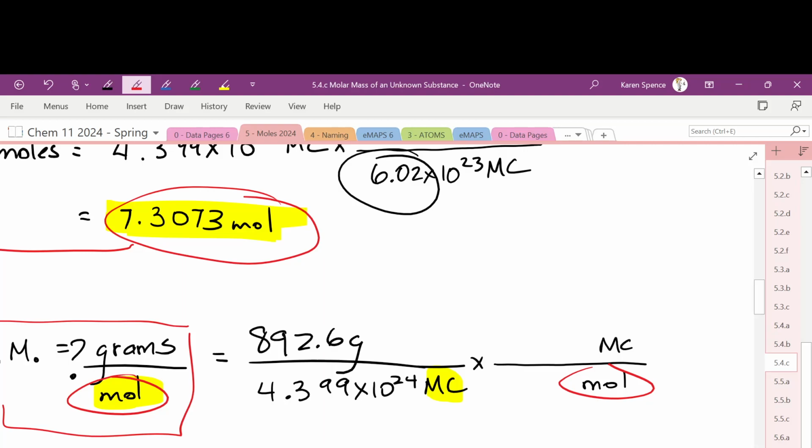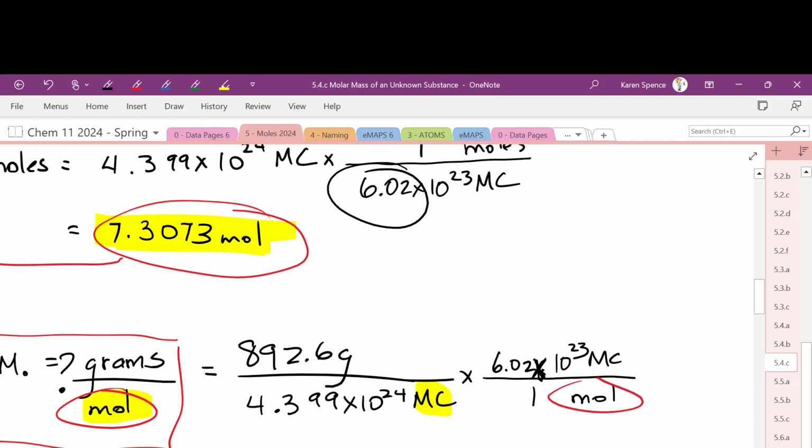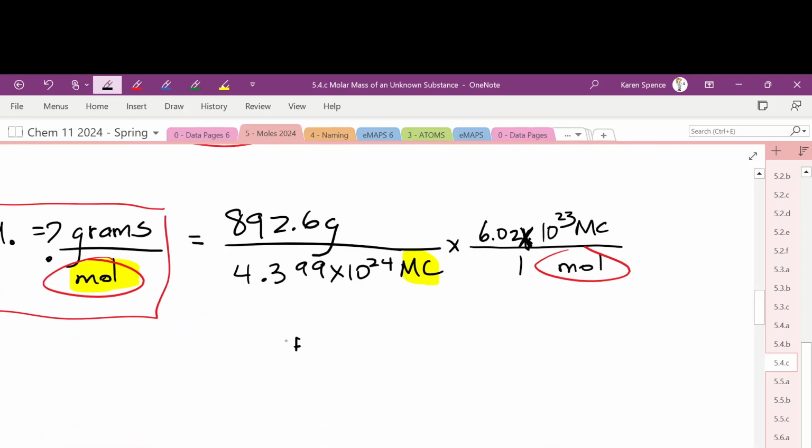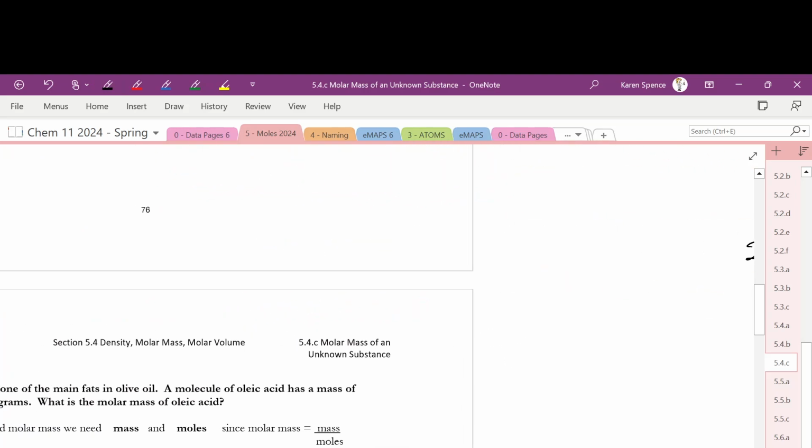Okay? And where does the 6.02 times 10 to the 23 go? Top or bottom? Tell your partner. 6.02 times 10 to the 23 goes on the top with the particles. 6.02 times 10 to the 23 per 1 mole, and we will get the same number as we did before, 122 grams per mole. Is that good? Okay. I think I've got one last kind of question here.